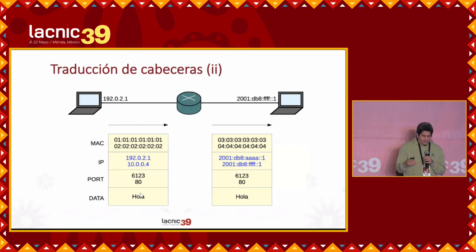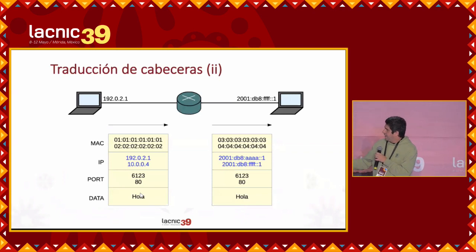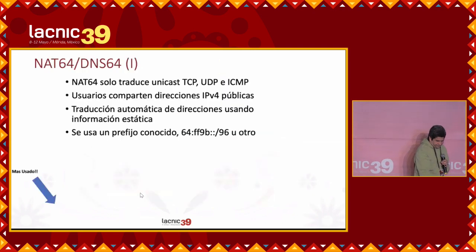Here you have a brief example. To the left, I have IPv4, to the right, IPv6, and you see that at layer 2, the MAC address is well preserved. In layer 3, there is a translation, and port and data I don't touch. I'm only worried about this layer 3 little piece.